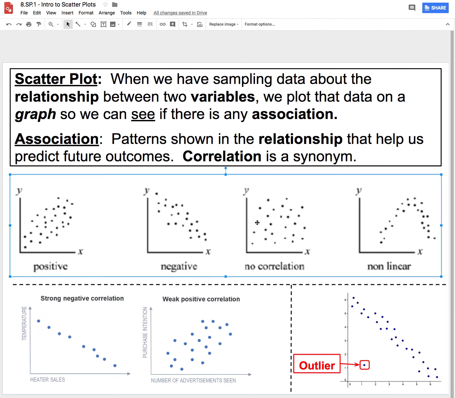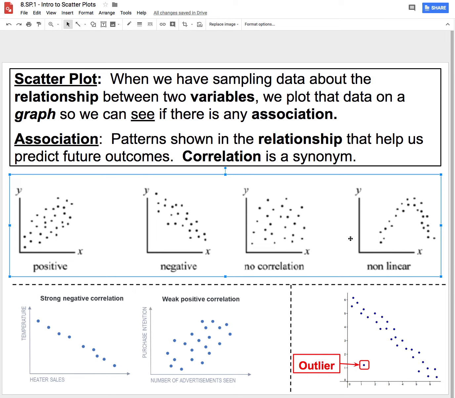This third scatter plot is what we would call no correlation. There doesn't seem to be any relationship or pattern between X and Y at all. If I know that X is a small value, I have no idea if the Y will be one of these small outputs or one of these really large outputs. Same thing's true if X is a large value. We don't know if it'll be a small Y value or a really large Y value.